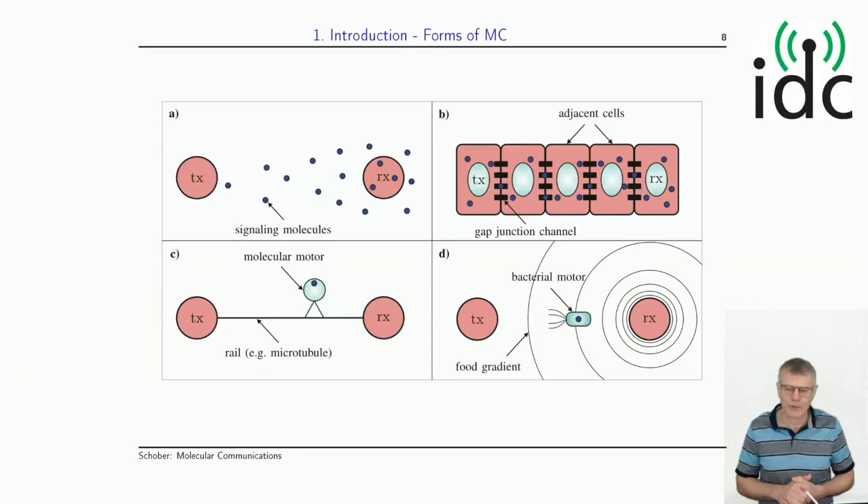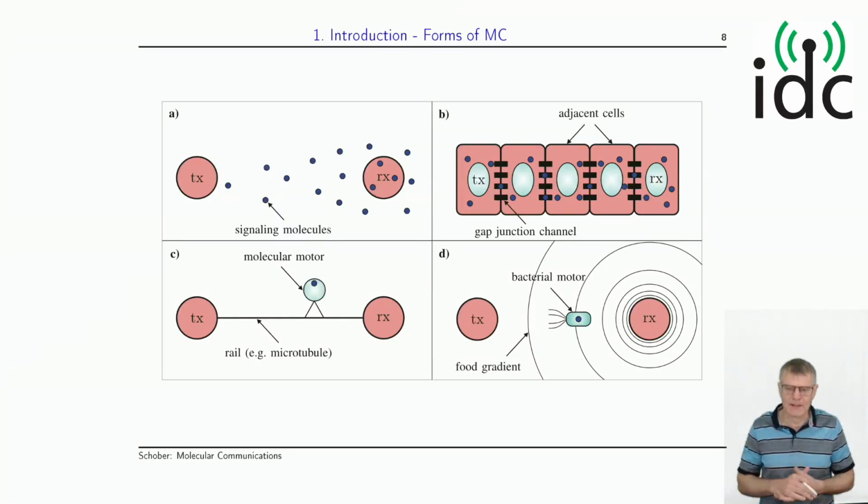This is not the only form of molecular communication in nature. Another form is shown in subfigure B here, and this is communication via so-called gap junctions. These gap junctions are small channels that connect the cytosol of two cells in tissue. The rectangular objects that you see here are an abstraction of a cell, and what happens is that one cell produces signaling molecules. These signaling molecules can propagate to the neighboring cells via these gap junctions.